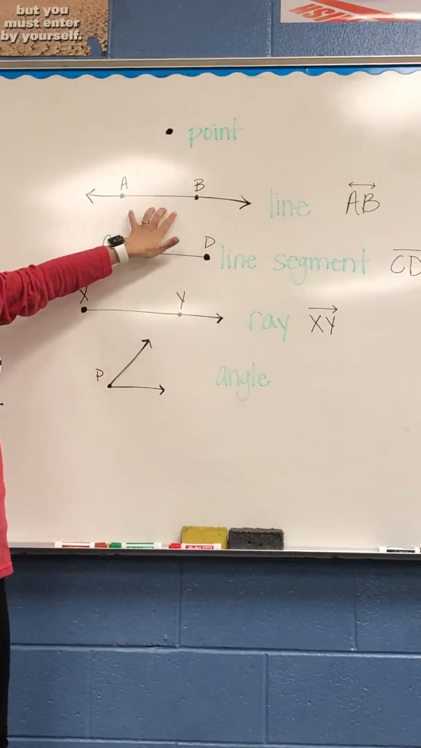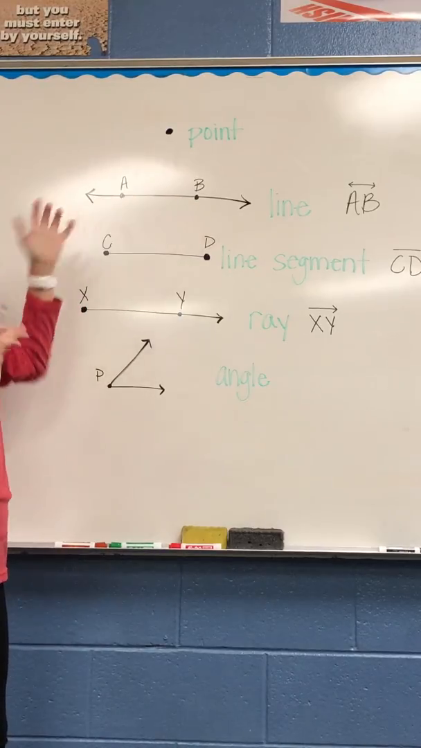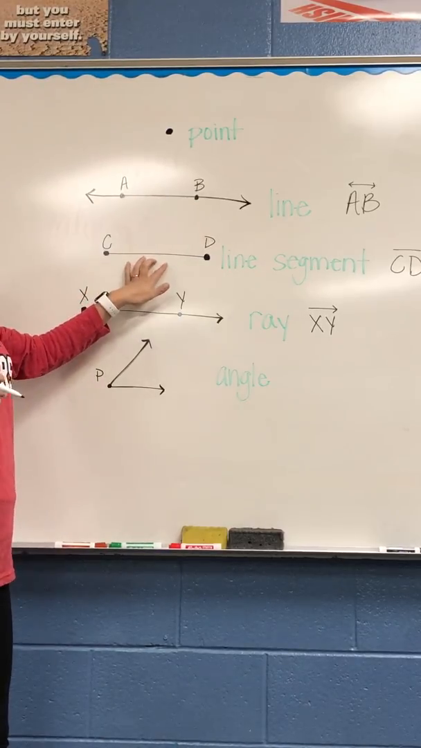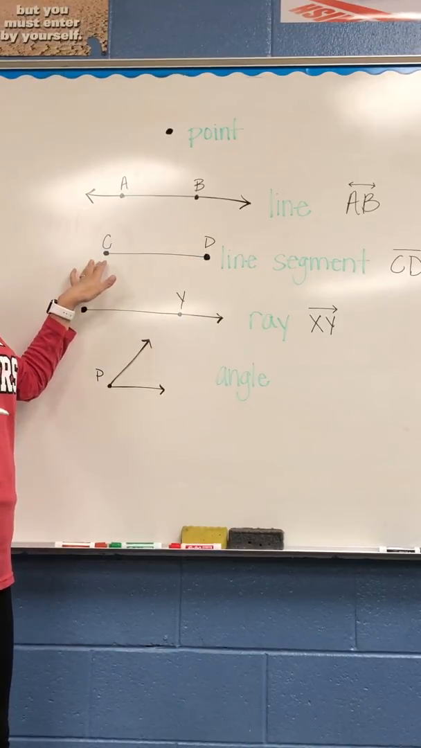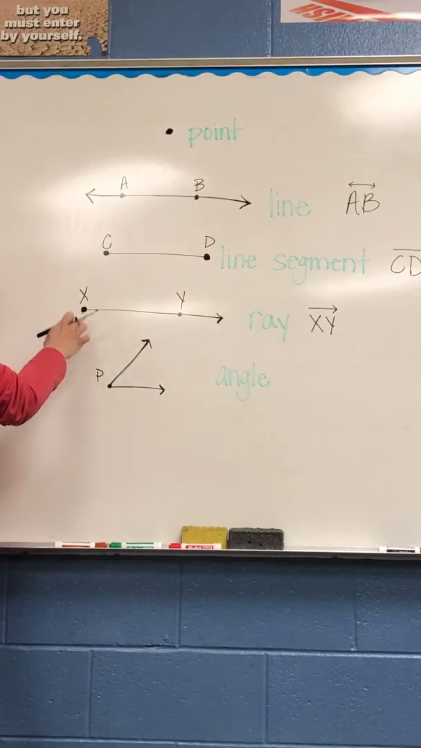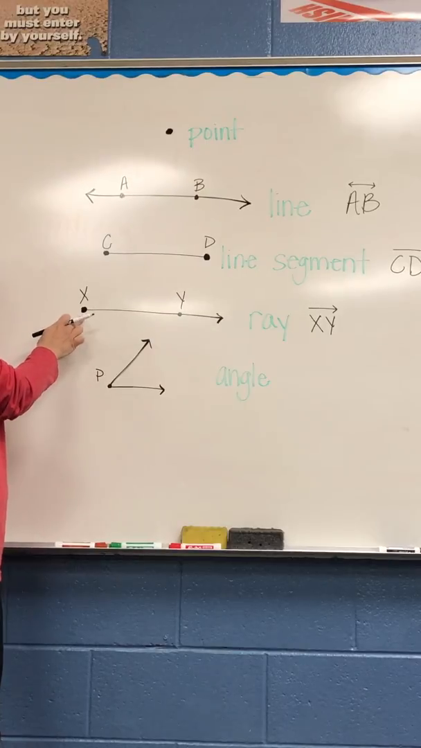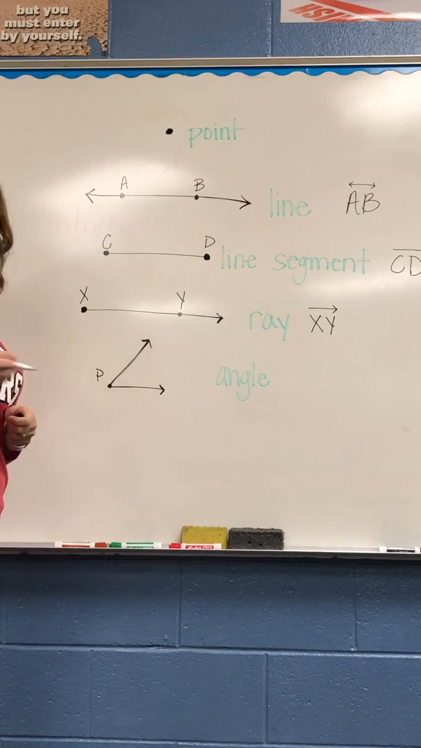Point, line, we could call line AB, or we could even switch it up and call it line BA. You can mix those. Same thing with line segments. We can call this line segment CD or line segment DC. Okay, ray, this can be named ray XY because it has to start here. You have to start naming it with this endpoint. And then angle P, okay?